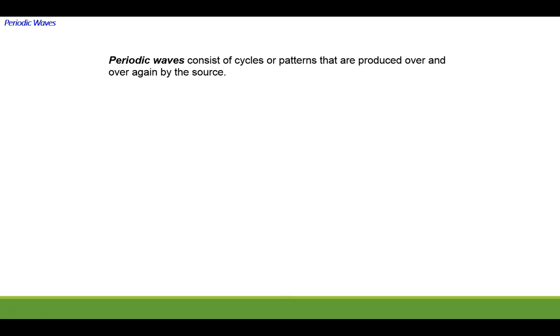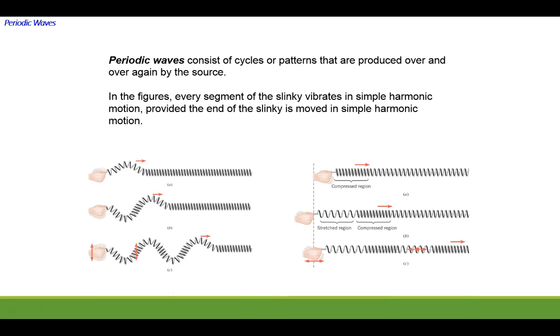Periodic waves consist of cycles or patterns that are produced over and over again by the source. In these figures, every segment of a slinky vibrates in simple harmonic motion, provided the end of the slinky is moved in simple harmonic motion. So if you're moving your hand up and down, mimicking simple harmonic motion, you'll create a wave pattern that's simple harmonic motion. The same thing is true here, moving it in and out, a compressional wave that's following simple harmonic motion.